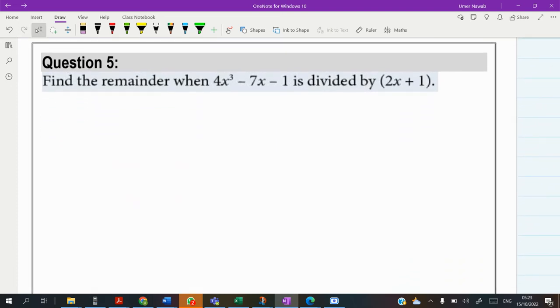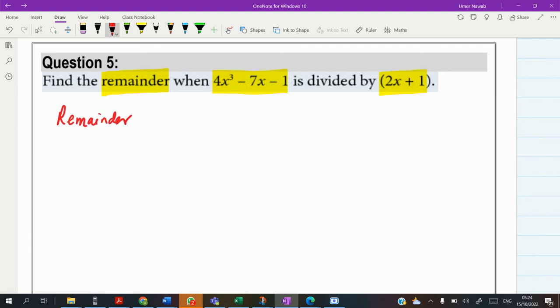Question number 5. It says, find the remainder when a cubic polynomial is divided by 2x plus 1. Shall we go for long division? Yes, we can, but long division will take more time. Rather than using long division, we have a very nice method which is called the remainder theorem.